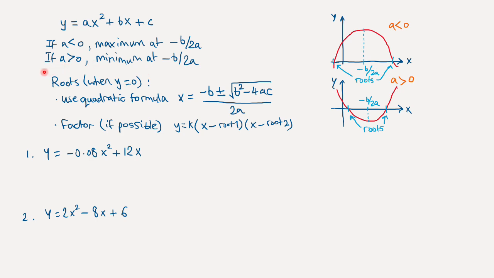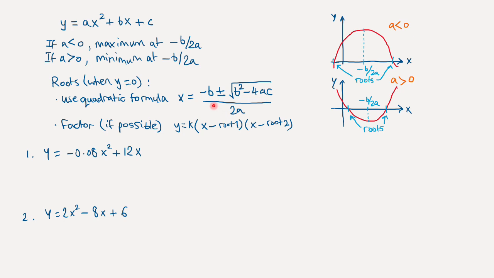Another feature of quadratic equations that's important in practical terms is the values of x that give rise to y equals 0, and these are called the roots of the quadratic equation. And there's two ways to find the roots. One is just to use the quadratic formula, which is x equals minus b plus or minus square root of b squared minus 4ac, all divided by 2a.